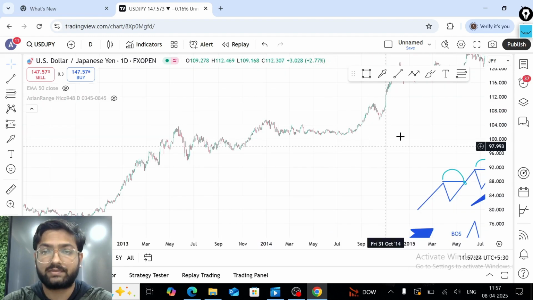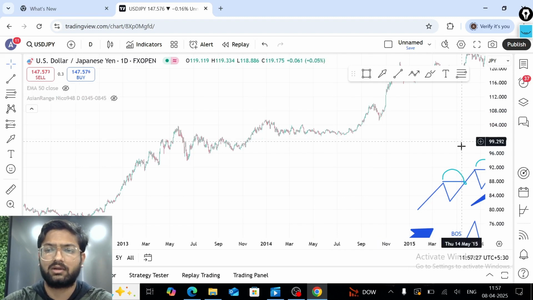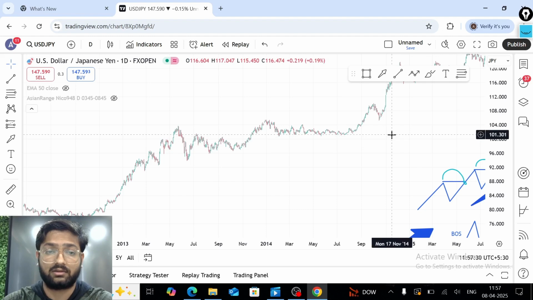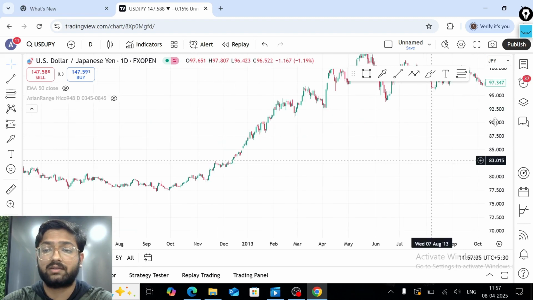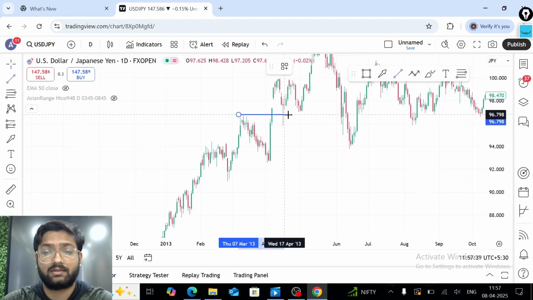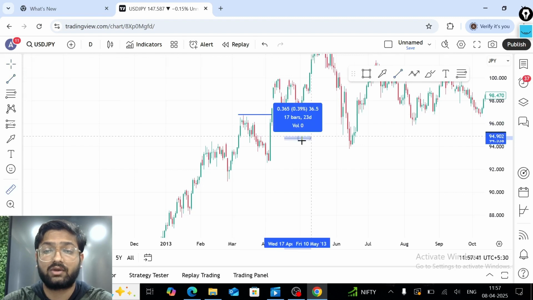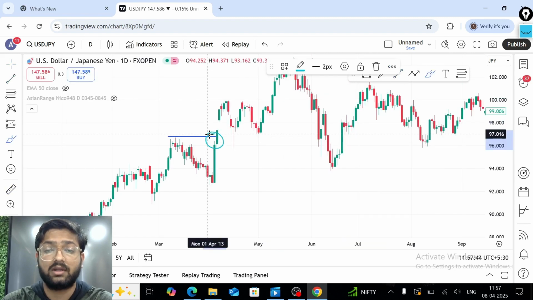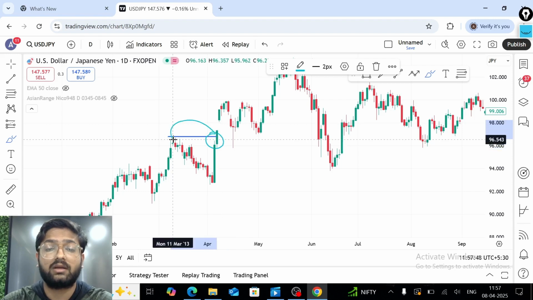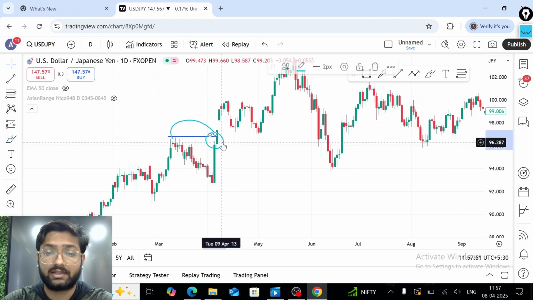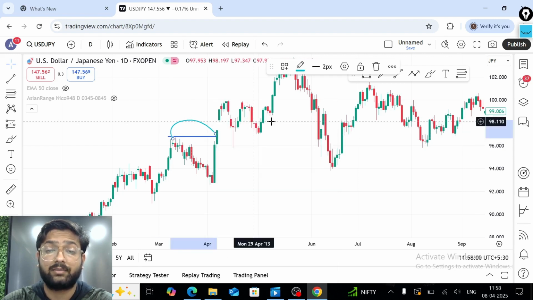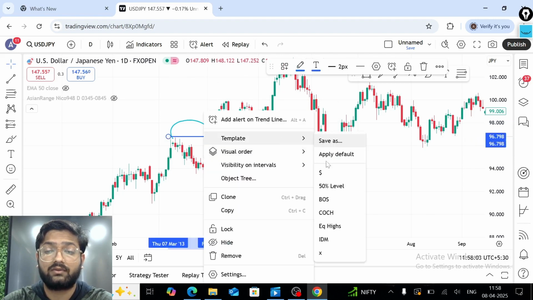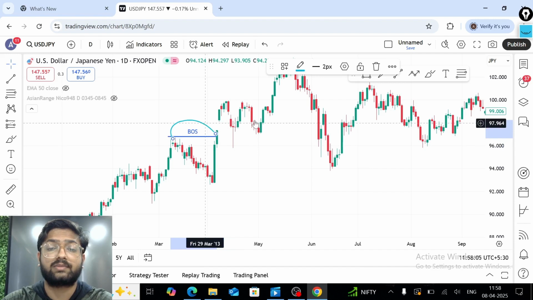So this is a forex pair, USD JPY. It's the US dollar against the yen, the Japanese money. See here what happens. See, this is a break of structure, right? Why is this a break of structure? Because here the price has broken and closed above the previous swing high. Hope you got it. The price crossed the previous swing high and it closed above, and hence we got a strong confirmation that this is a break of structure. BOS means break of structure.